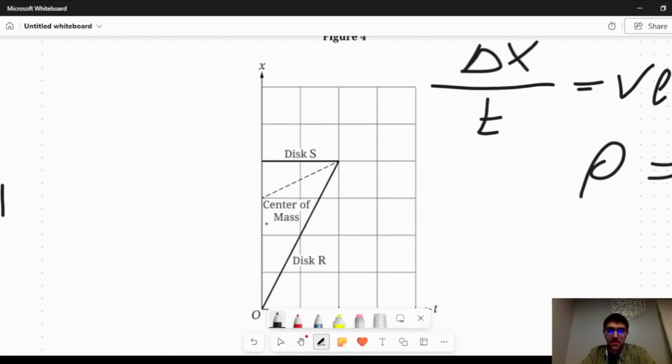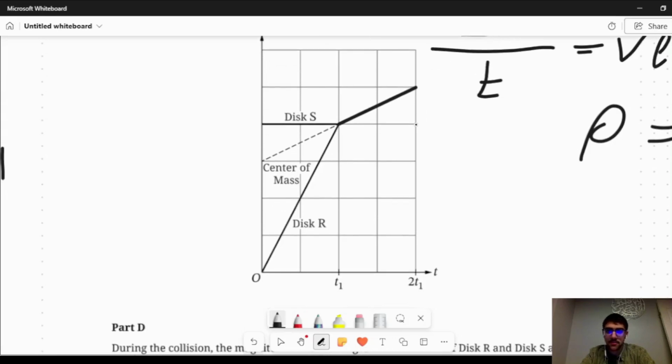From t equals 0 to t equals t1, we went up 1 to the right 2, so we're just going to keep the exact same slope. So we're going to start here, up 1 to the right 2, and end at t equals 2t1. It's important that you end on this line, because if you end earlier, like if I stopped right here, they wouldn't give me points, because technically I did not show the function until t equals 2t1.